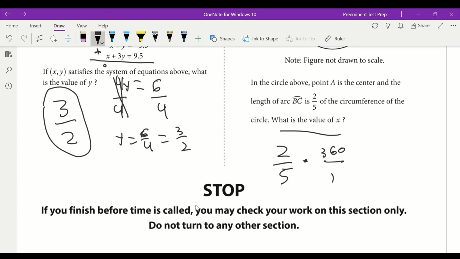We can go ahead and factor out. So what we're going to get is our 5 and our 360. Well, we know 360 is divisible by 5. So we know how many 5s go into 360. Well, 5 goes into 36 seven times, and then 5 goes into 10 two more times. So we get 72. So now we have 2 times our 72 over 1. 2 times 72 is 144 over 1. So our answer will be 144.